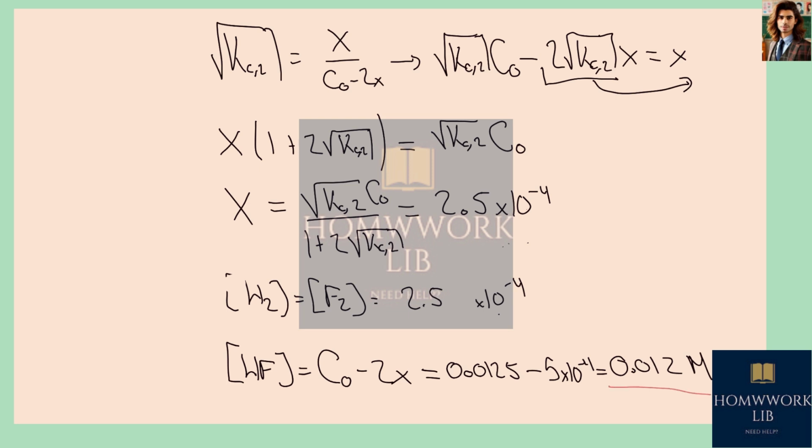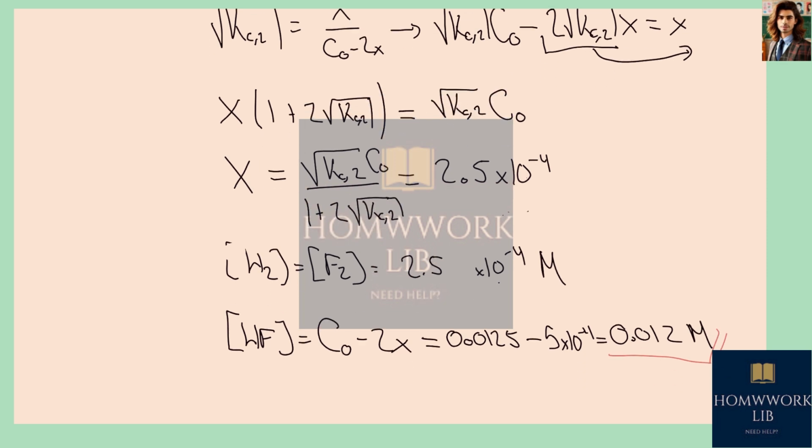Okay, so sorry about the confusion over there. I just forgot here to add the C0, but if you follow the algebra, you're going to see that the result matches up correctly. And we have the concentrations of all of the species at equilibrium. So these are the equilibrium concentration of HF, and these are the equilibrium concentrations of H2 and F2. And that would be all.